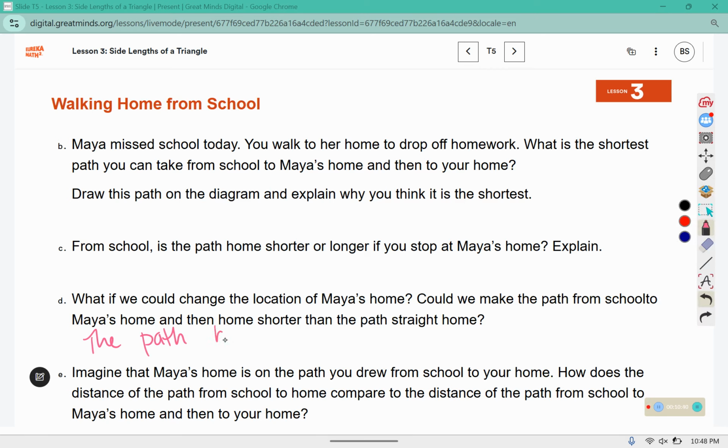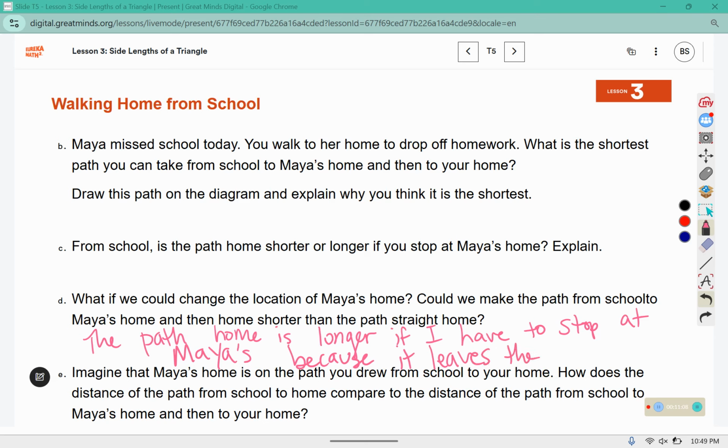The path home is longer if I have to stop at Maya's, because it leaves the direct path home. We have to veer off the path in order to go to Maya's house.